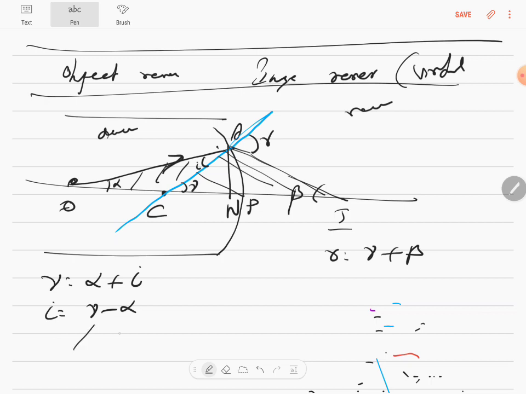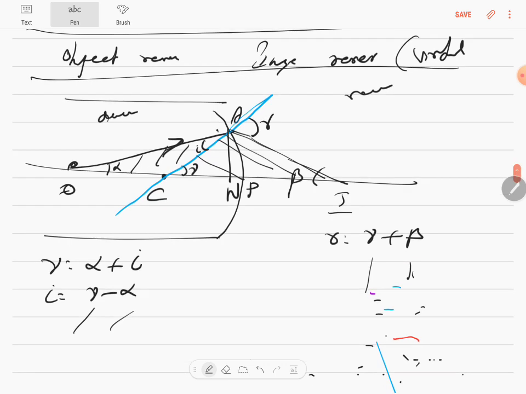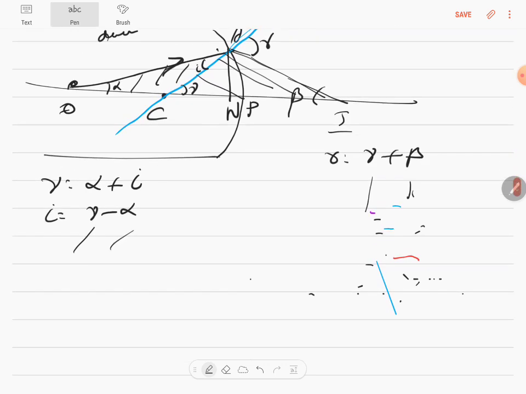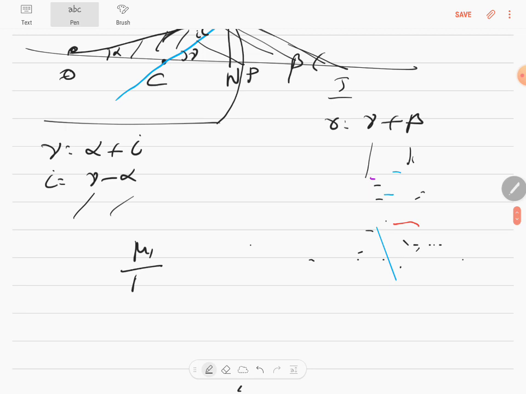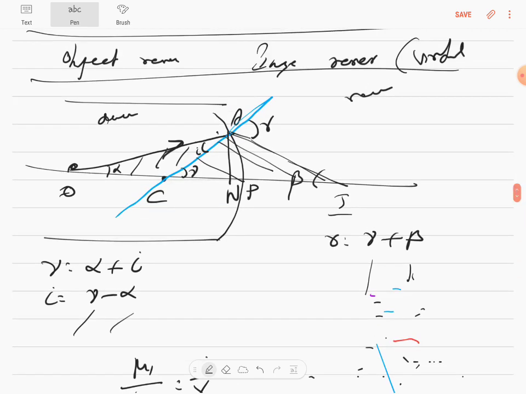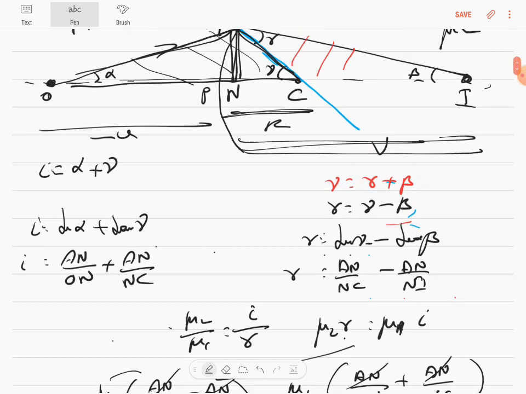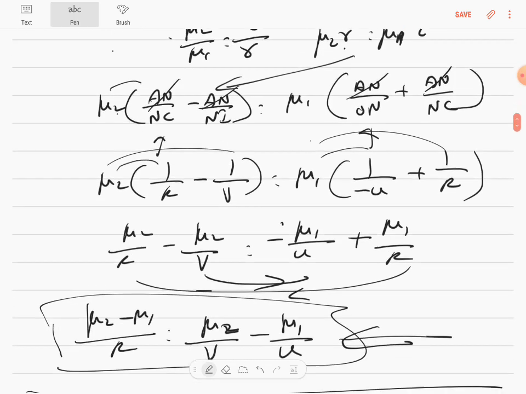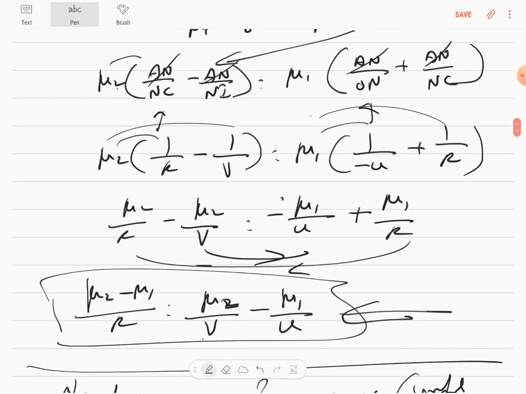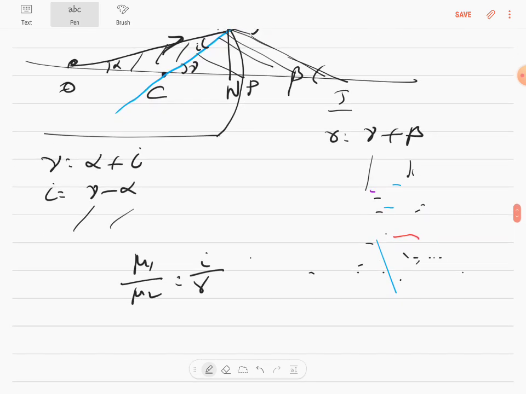So you will write tan gamma, tan alpha, using all the right triangles, and right here it's entering from denser to rarer. So you will write mu1 by mu2 is equal to i by r, not mu2 by mu1, and then cross multiply and try to get it. Here the object is in the denser medium, so the formula will vary. When the object is in the rarer medium, the formula is always mu2 by v minus mu1 by u is equal to mu2 minus mu1 by r. But here it will be different.